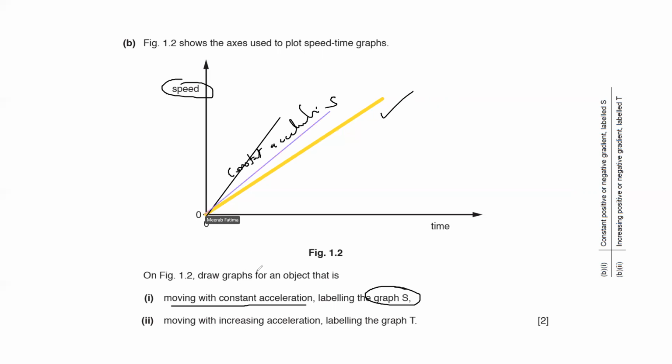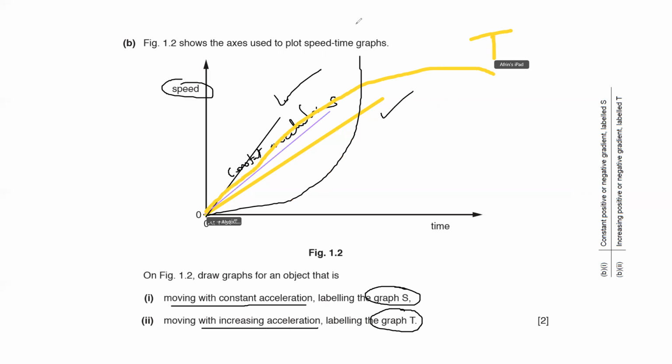And there is another graph which you have to plot for an object moving with increasing acceleration and label that as T. If acceleration is increasing, the slope should increase and we label that as T. This is showing that acceleration is decreasing because the slope is decreasing.